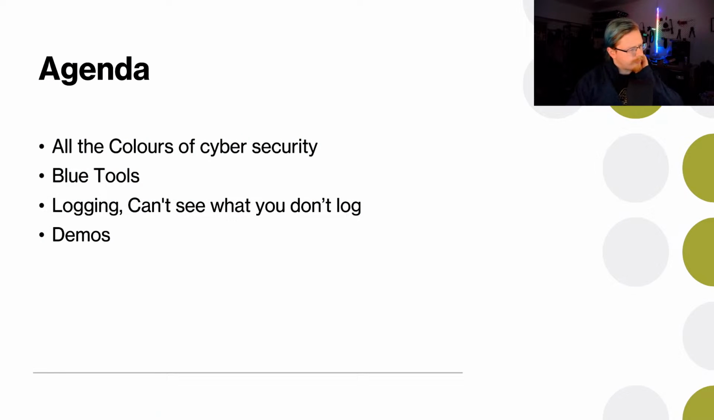So what we're going to be covering is all of the colors of cybersecurity. I already mentioned blue team, purple team, red team. We'll cover what that means in terms of terminology. We'll then cover all of the different tools and techniques that you would use under the defensive banner of cybersecurity. So typically we're looking at a SOC, a security operations center. And then we'll go into logging, why that's important, because obviously if there's no information logged, we can't see things, so we'll be getting into that.